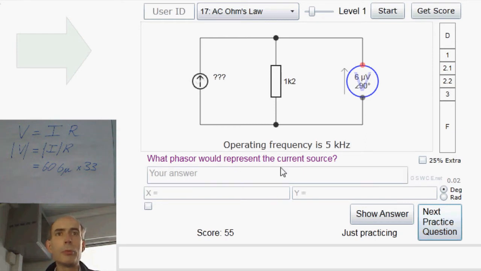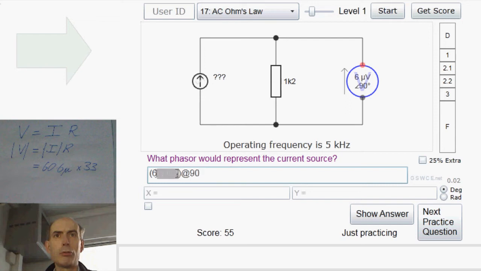Okay, what phasor would represent the current source? And again, we don't have to think about the phase at all. We know the phase of the voltage, and the phase of the current is equal to the phase of the voltage for a resistor. So we know the phase is 90 degrees. All we need to know is the amplitude. And the amplitude of the current is going to be just the usual 6 micro divided by 1K2, and that's going to be at 90 degrees, same phase as the voltage.